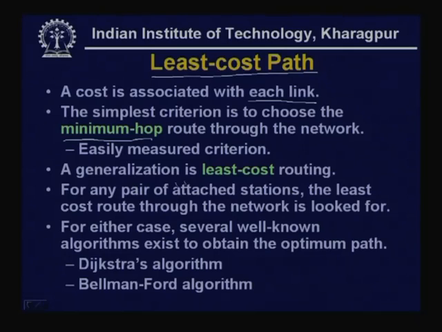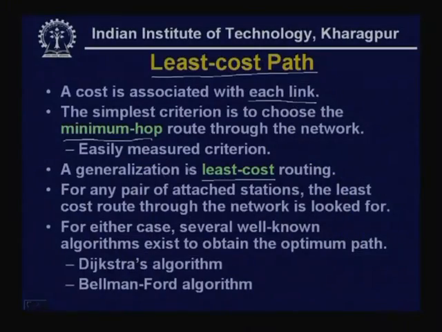However, the generalization of this is least cost routing. As I mentioned, this least cost can be based on several parameters. It can be based on the load, that means queue length at different parts of the network, on the bandwidth at different nodes, or on the distance of different links. Whatever it may be, a cost can be associated with each link, and accordingly the corresponding least cost path can be created. So, for any pair of attached stations, the least cost route through the network is looked for. The question arises, how do you find out this least cost route?